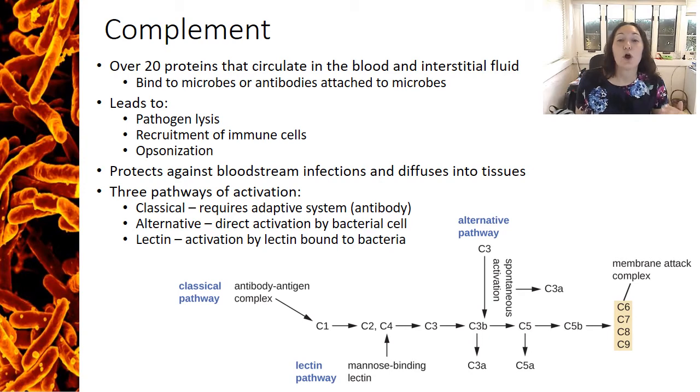When we go through complement, you guys don't need to know how the actual activation happens, but all of these pathways come together at a complement protein called C3, and that's where we're going to start the pathway from. So on the next slide, I'm going to walk you through how complement is activated. It kind of functions like a series of dominoes, where one protein activates the next one, which activates the next one, and so on and so forth.